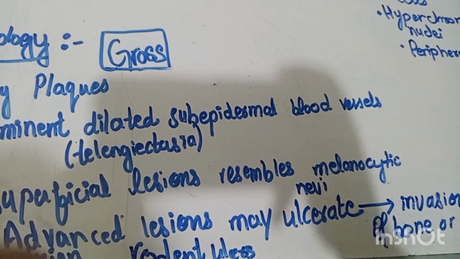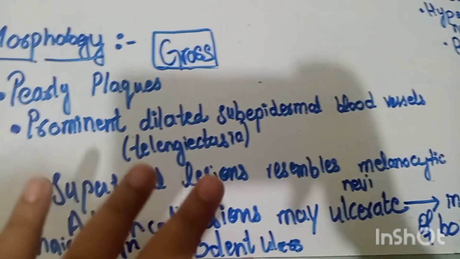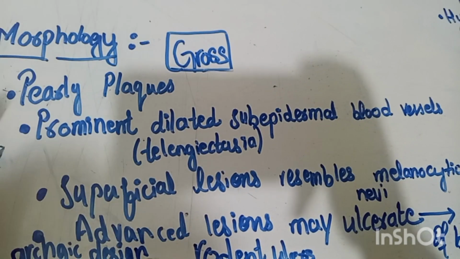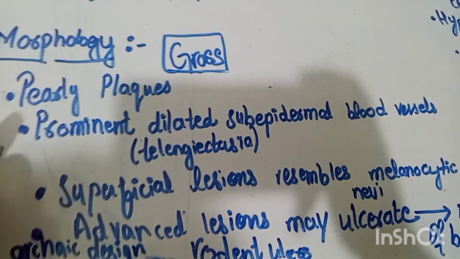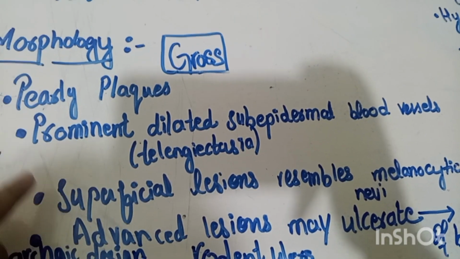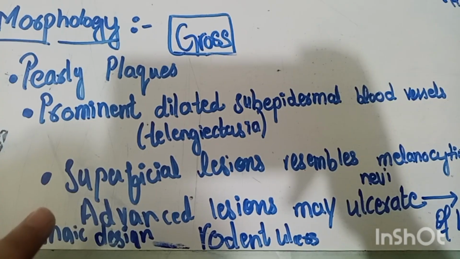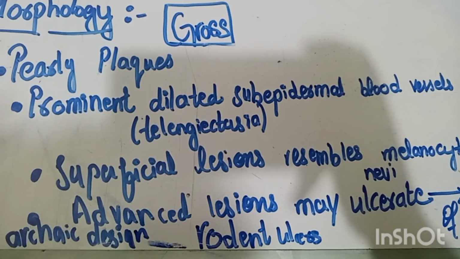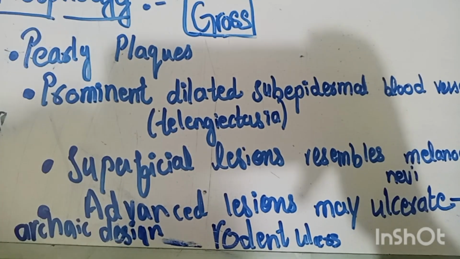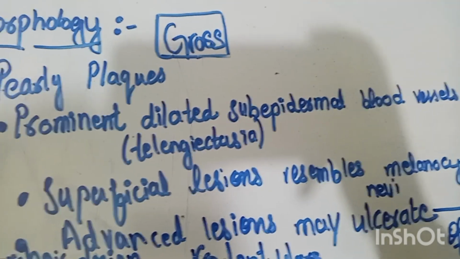In invasive cases, there will be ulceration of the cancer. Grossly, it appears as pearly plaques, with prominent dilated subepidermal blood vessels. Superficial lesions resemble melanocytic nevi, and in advanced lesions, the tumor will ulcerate and look like a rodent ulcer, as if it resembles a rodent. So it is called rodent ulcer due to its archaic design, and it is invasive.